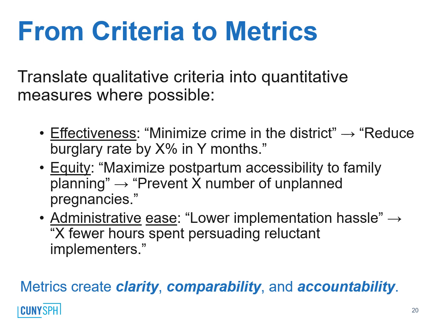Criteria become most useful when translated into metrics. For example, instead of saying minimize crime, let's specify a measurable goal: let's reduce burglary by 10% in 6 months. This makes trade-offs clearer and provides a yardstick for comparison. Similarly, if your client values administrative ease, you can quantify that in staff hours. These translations make abstract values concrete and measurable so that we can judge policies on real-world outcomes.